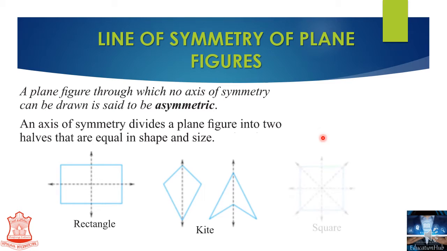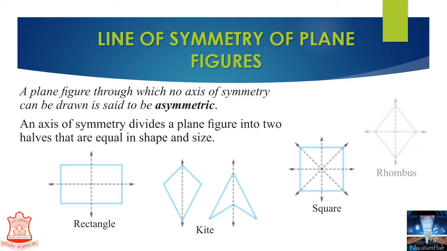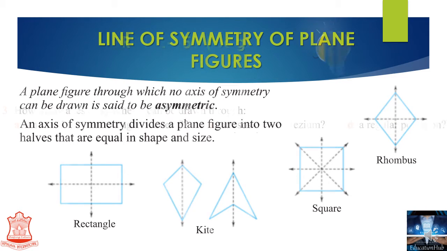Similarly, a kite. स्क्वायर में हमारे पास we have four lines of symmetry because square को अगर हम fold करेंगे we will have two equal shapes and sizes. Similarly, a rhombus की we have two lines of symmetry.